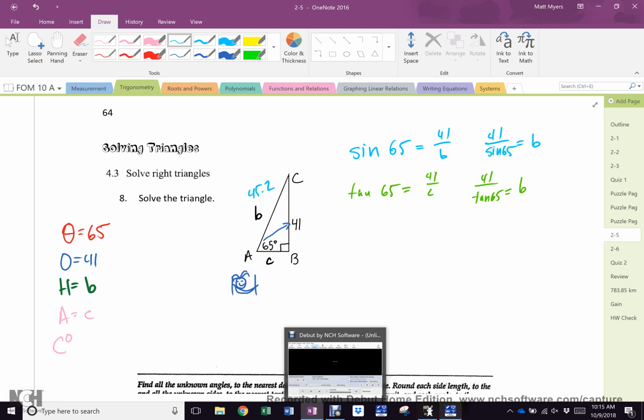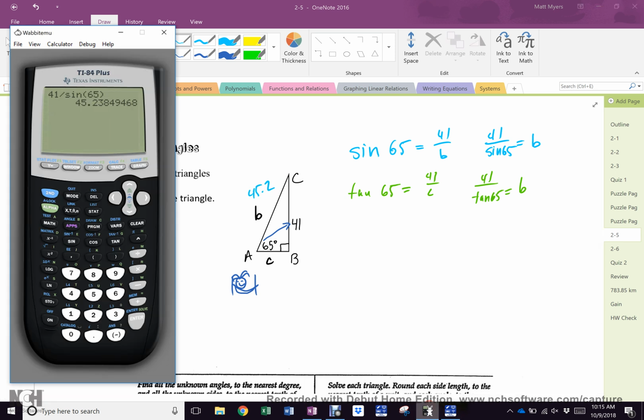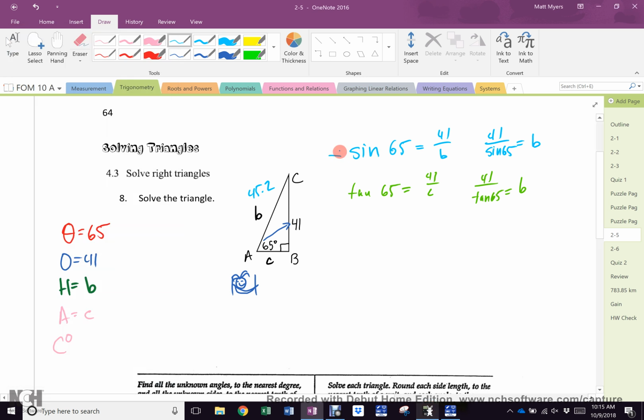Now, what can I now do if I have done this first? I'm going to continue working in blue because this is the path we chose to go down. What would your next step be? You could do cosine to find c, couldn't you?